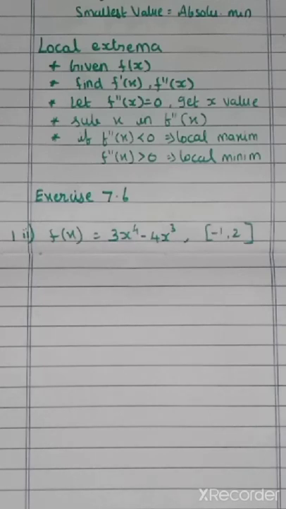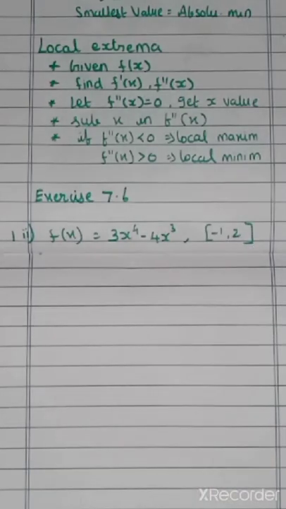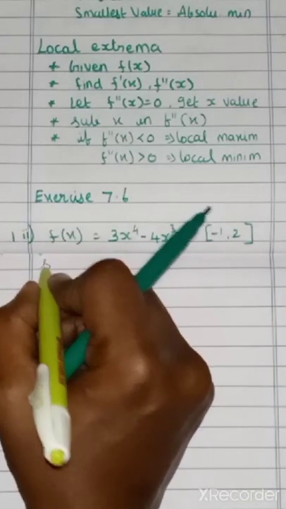So what are we going to find out? Absolute extrema. I told you the steps, right? So f of x is given, we are going to find f dash of x. Put f dash of x equal to 0 and find the x value. And the x values and these intervals we are going to substitute in f of x. That's all. Okay, so let's see the solution.